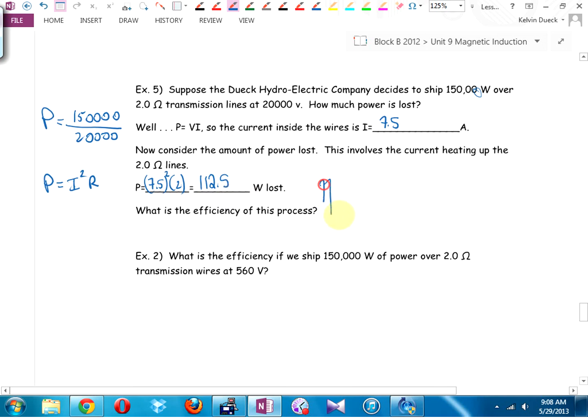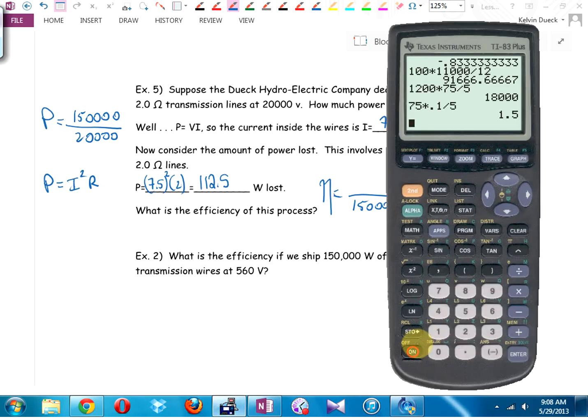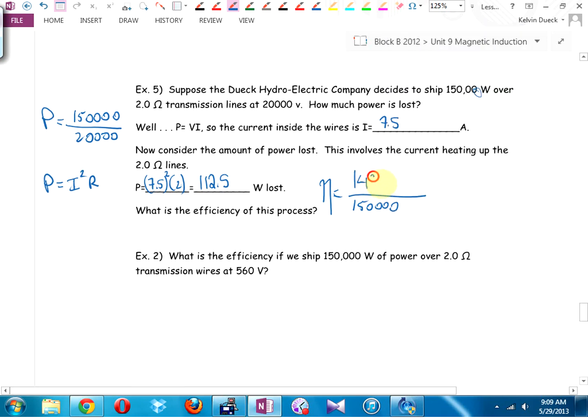Well, efficiency is how much I kept over how much I put in, 150,000 on the bottom. What did I lose? 112.5. What did I start with? 150,000. So I kept 149,887.5, and I'll multiply that by 100%. How efficient is this? It's pretty good.